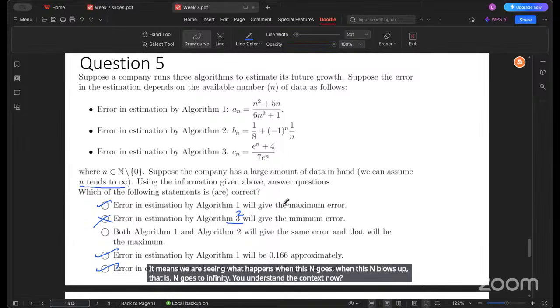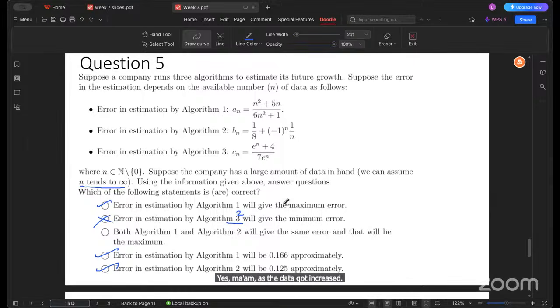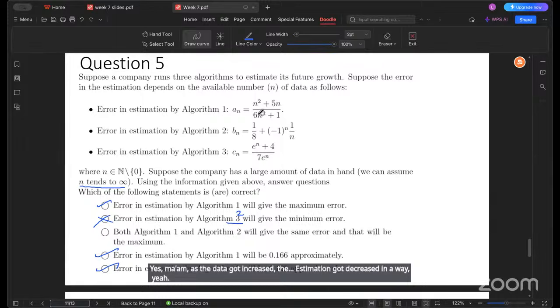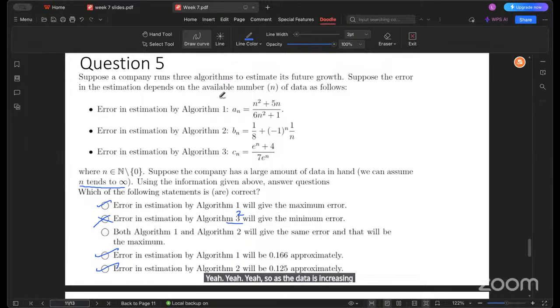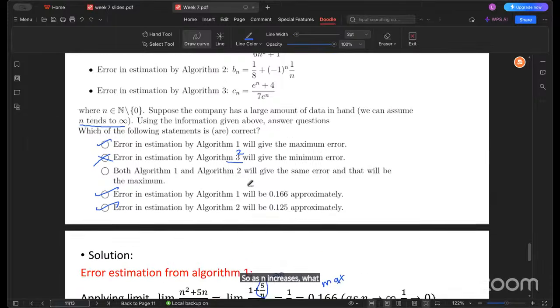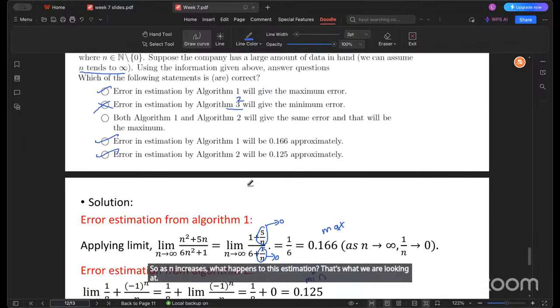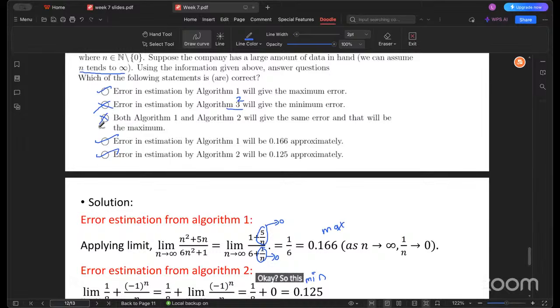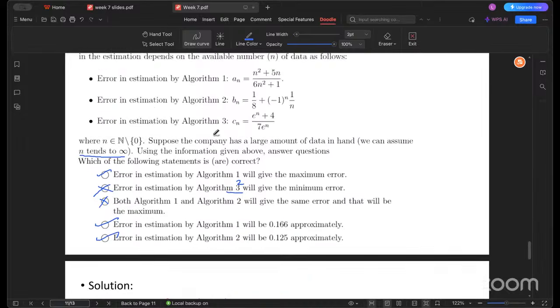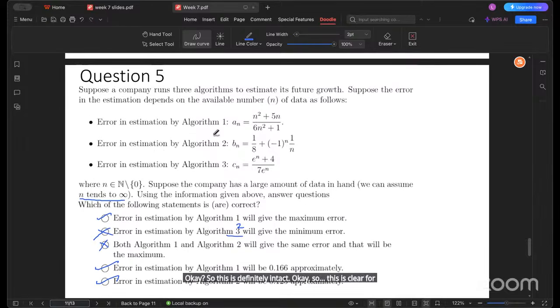Yes, ma'am. As the data got increased, the estimation got decreased in a way. Yeah. So as the data is increasing, what happens to this error? So as n increases, what happens to this estimation? That's what we are looking at. Okay. So this is definitely incorrect. Okay. So this is clear for everyone, right? Okay. Yes, ma'am.